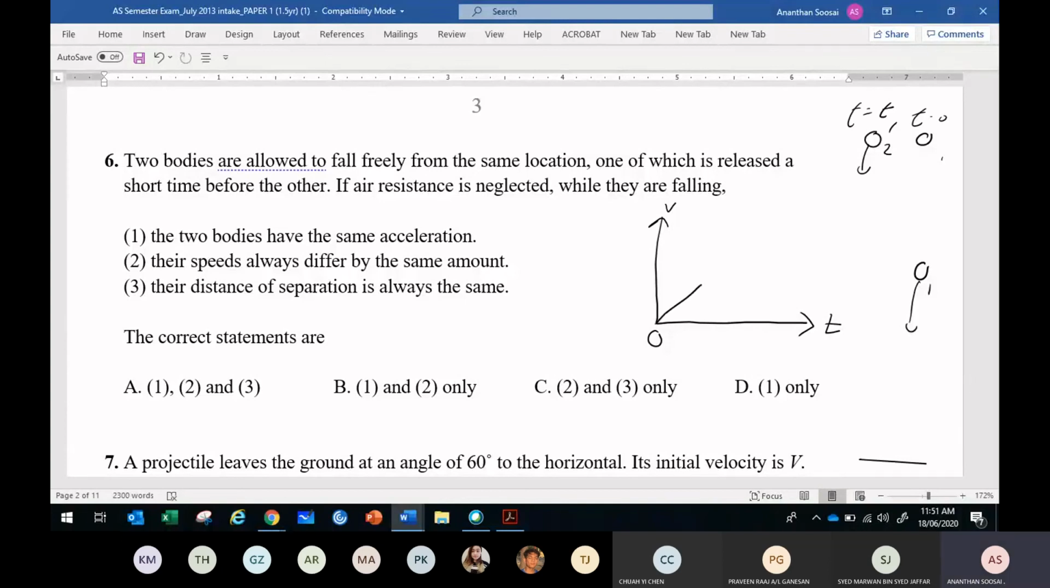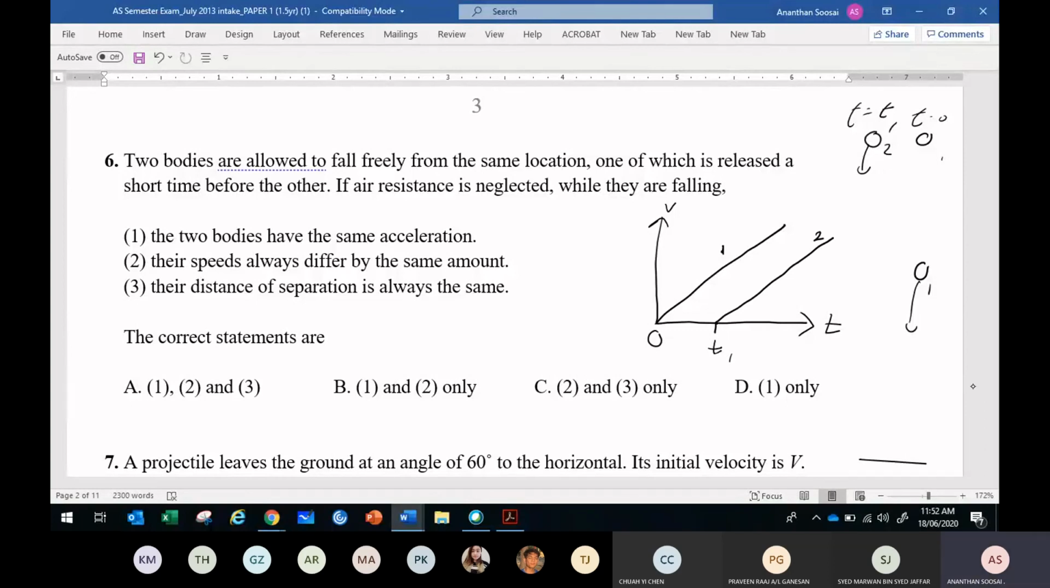It's going to be a straight line, right? It's going to be a straight line because the gradient is your gravity. Okay, this is for the first body. The second body dropped when the time is T1. So how is the second body's graph going to look? Also going to be like this, right? It's going to be like this for the second body because the gradient has to be the same, because of the same gravity.